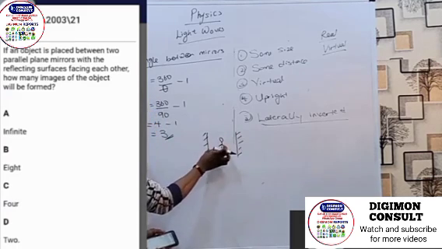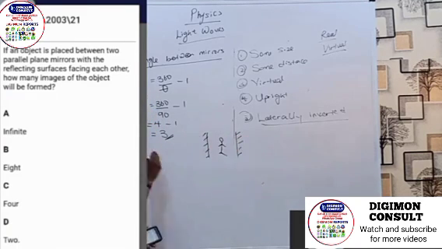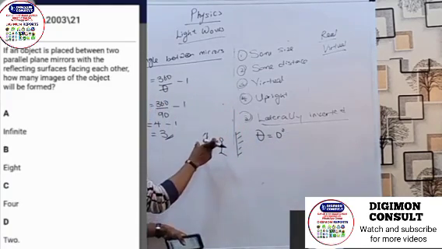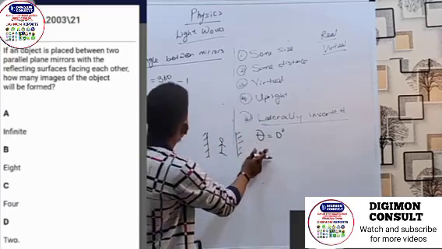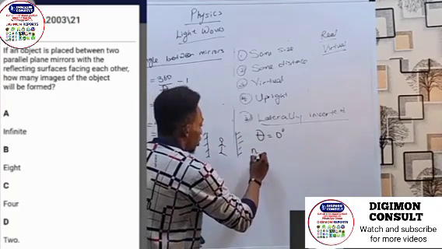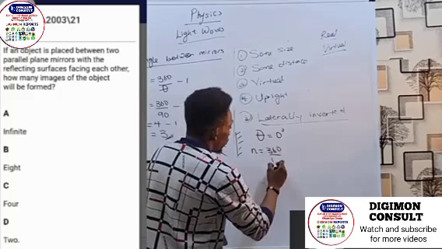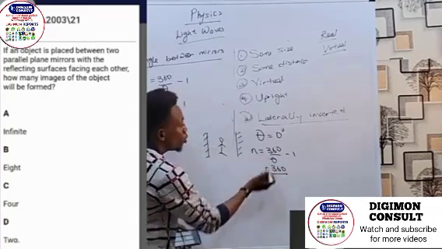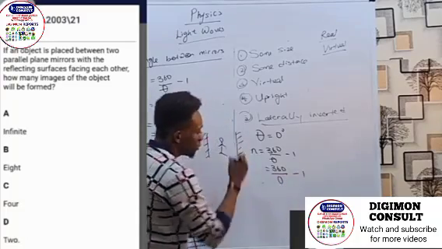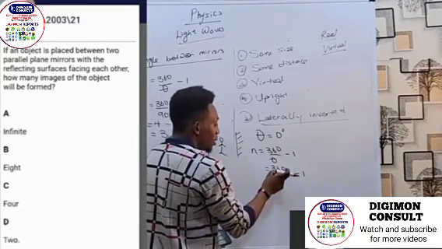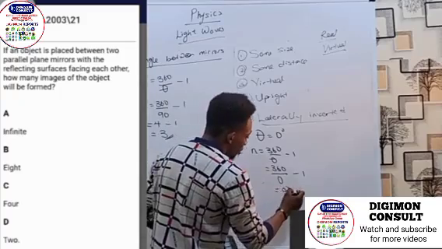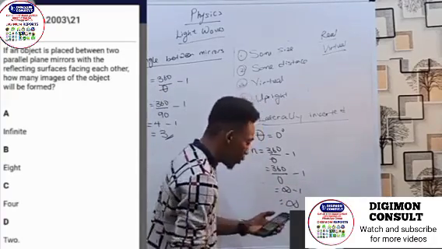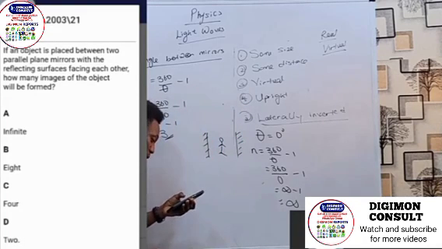If you look at this, they have not turned at all, which means that my angle must be 0 degrees. So if our angle between the mirrors is 0, applying my formula one more time, n equals 360 over theta minus 1, that will be 360 over 0 minus 1. And as you are aware, anything divided by 0 is what? Infinite. So infinite minus 1 remains infinite. And therefore our answer is A, infinite.